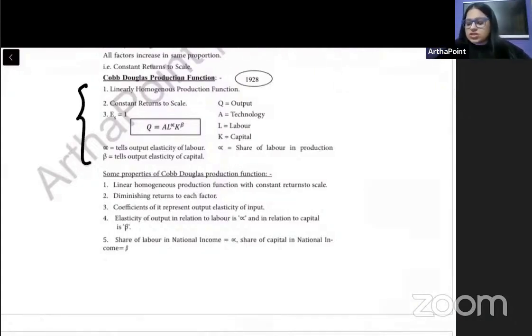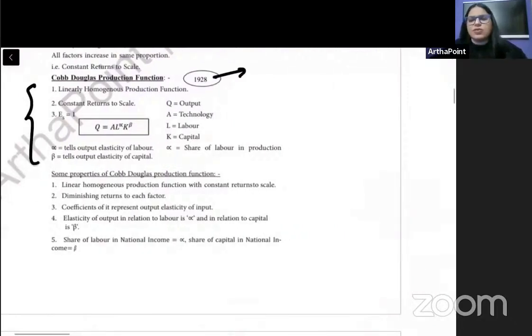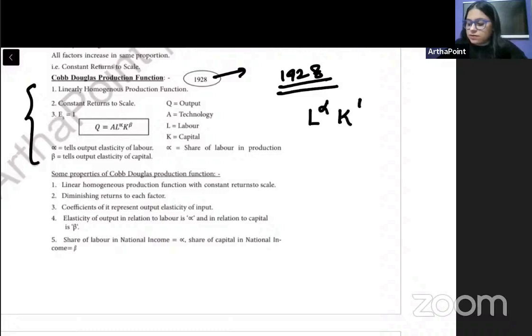The Cobb-Douglas, this can come just as part of GATE or CUET question, that it was first introduced in 1928. And then you just have to remember that, the Cobb-Douglas production function, generally, whenever I write this, I will write it like this. L to the power alpha, K to the power 1 minus alpha. This is the initial production function we had. So if I write it like this, then you can clearly see that it is a CRS function because the sum of the power is 1.